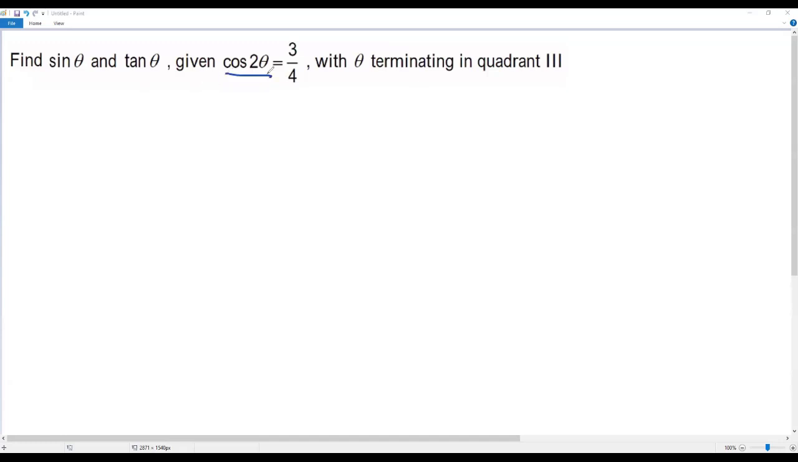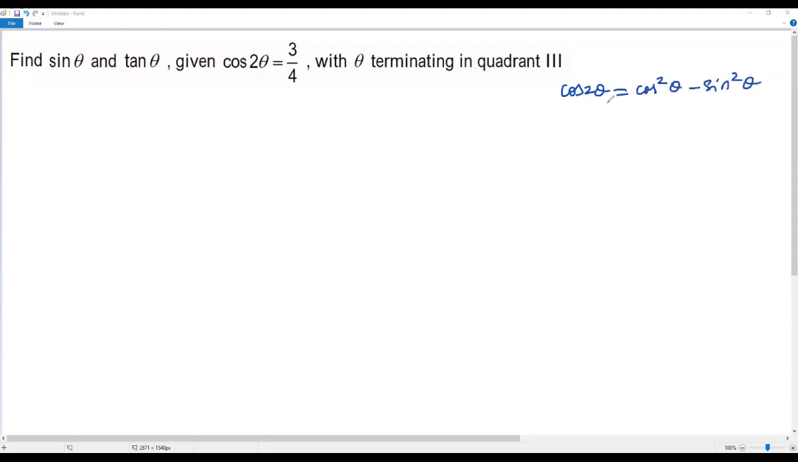Here in cosine 2 theta, the angle measure theta is multiplied by 2. That is, the angle measure is doubled. So we have to use the double angle formula for cosine, that is cosine 2 theta. We already know that the double angle formula for cosine 2 theta equals cosine square theta minus sine square theta.